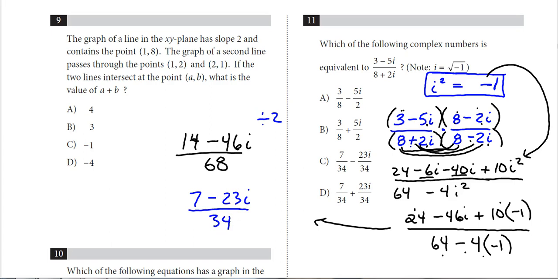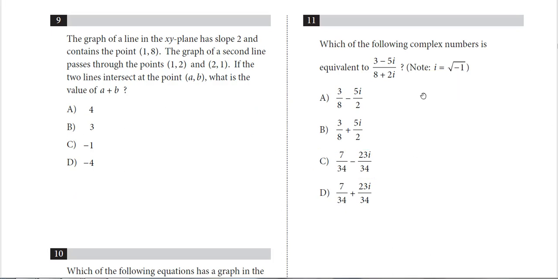Another way to write that is to break up the two pieces and divide them separately: 7 divided by 34, minus 23i divided by 34. Those two are equivalent to each other. And so I find out the correct answer is C. I wish I had a shorter trick, but that was a little bit messy. But the whole key to doing that entire problem is knowing that i squared equals negative 1. So definitely put that in your toolbox.